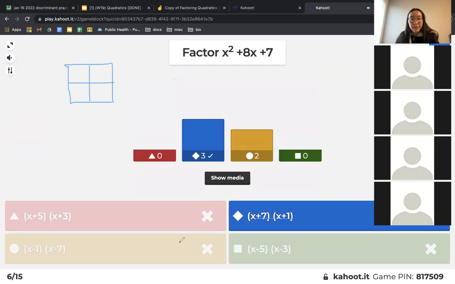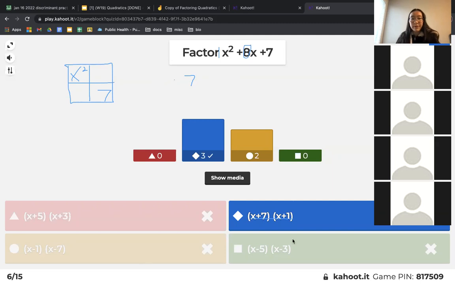Let's do the box method on this one. The answer is blue. So I guess 3 of you got it. Nice. So x squared goes in this corner, 7 goes right here. And now we do a times c. A is 1, so a times c is 7. And we have to find factors of 7 that add up to 8.